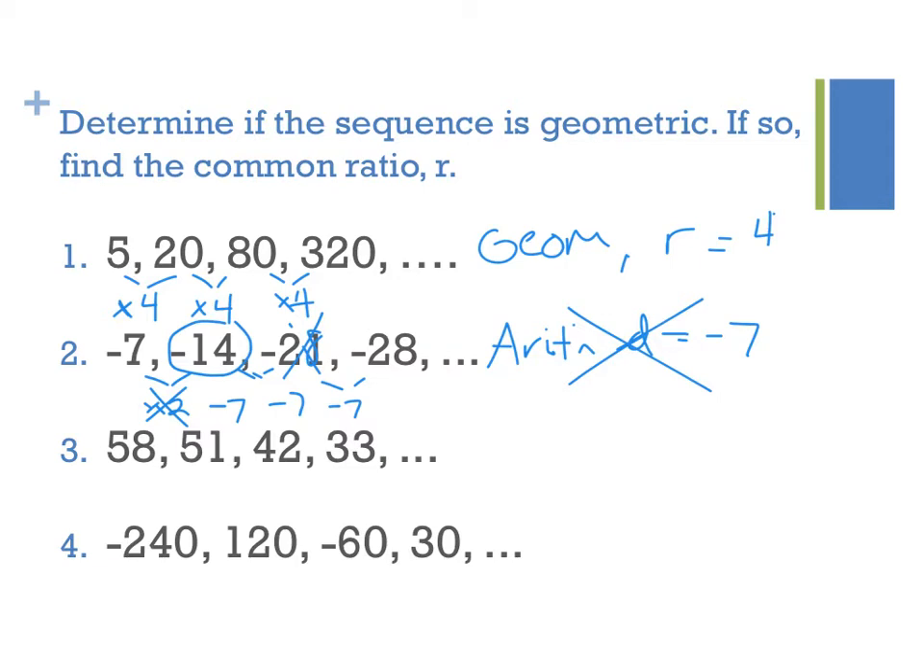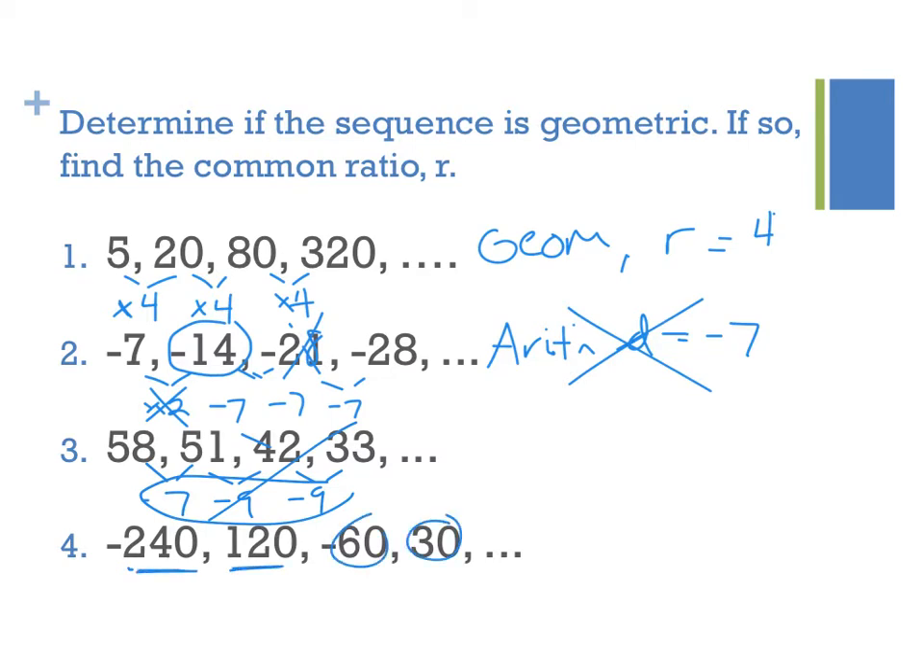If we take a look at the third one, it looks to be decreasing, so one might think dividing. However, it looks like in the first case you're subtracting by 7, the next case you're subtracting by 9, and then you're subtracting by 9 again. And so there is no real pattern here. This would be neither.